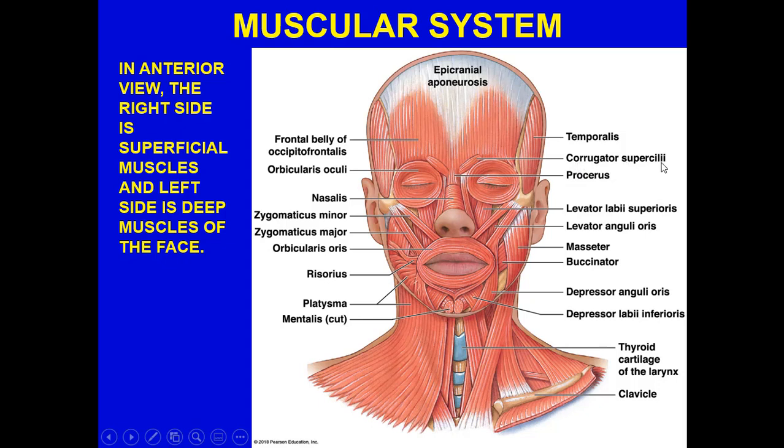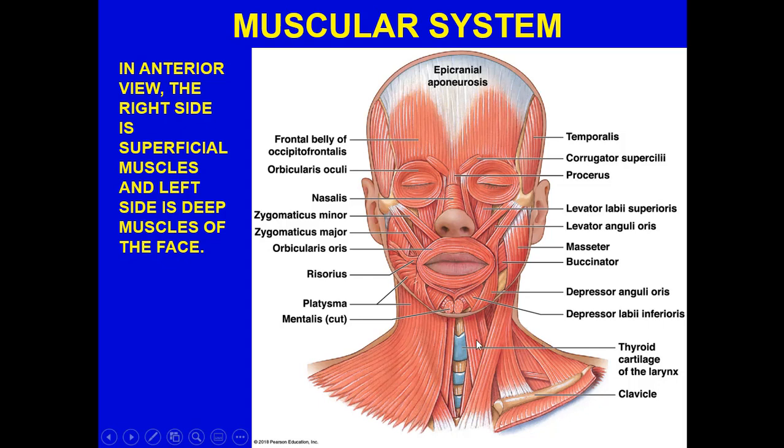The corrugator supercilii, the procerus, right here, the nasalis, the zygomaticus major, and the zygomaticus minor. This is the major, this is the minor. The risorius is right here. Here we have part of the platysma, which rolls over, and then we have the mentalis right here. You have the masseter here and the buccinator right here. The depressor anguli oris is right here. The depressor labii inferioris is here.